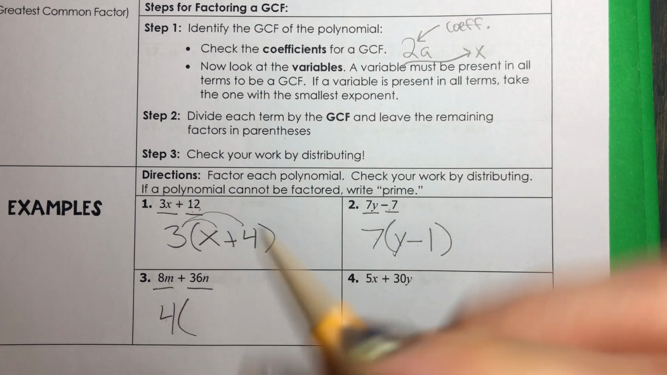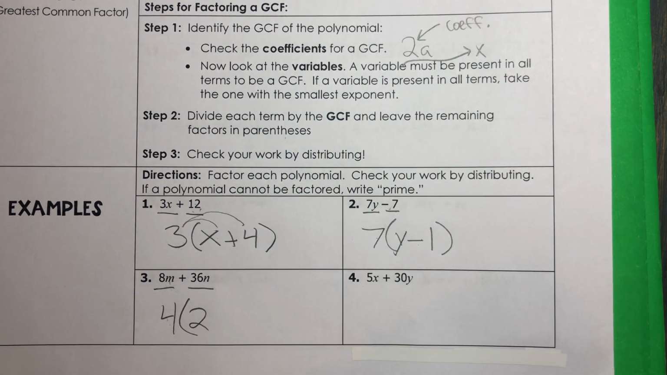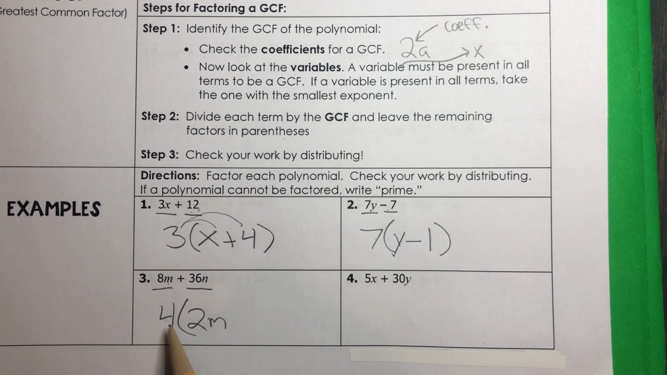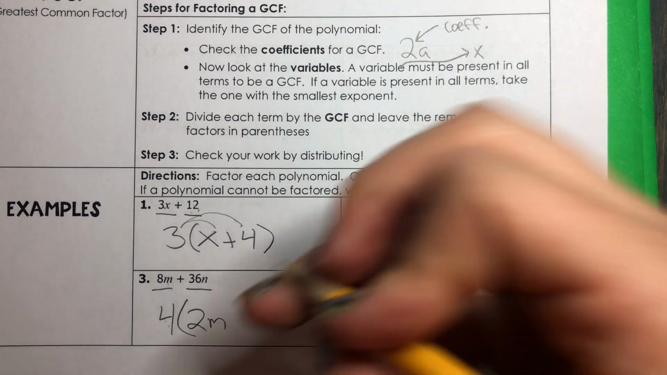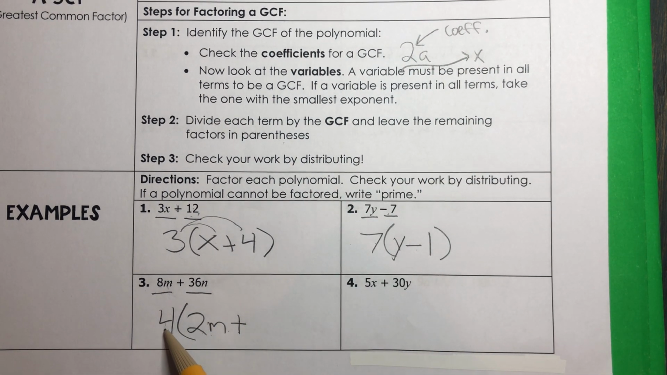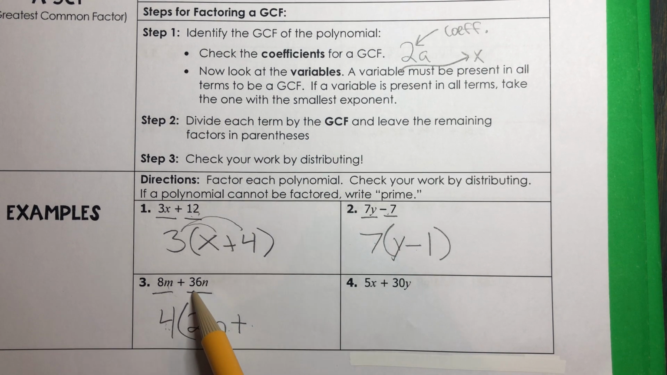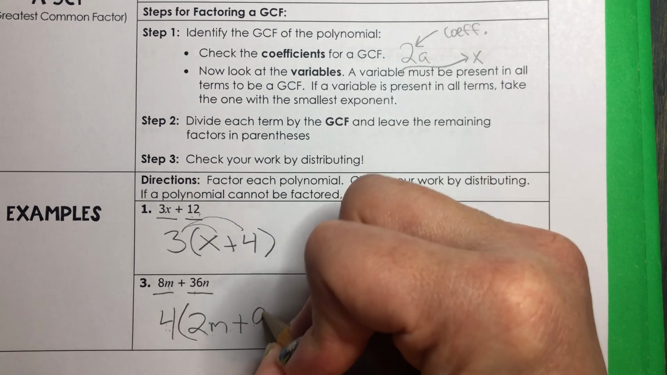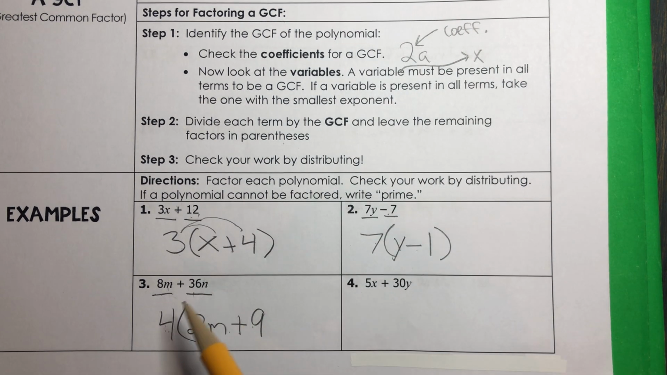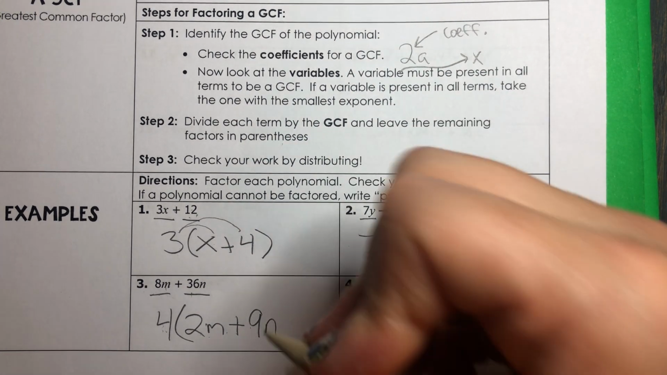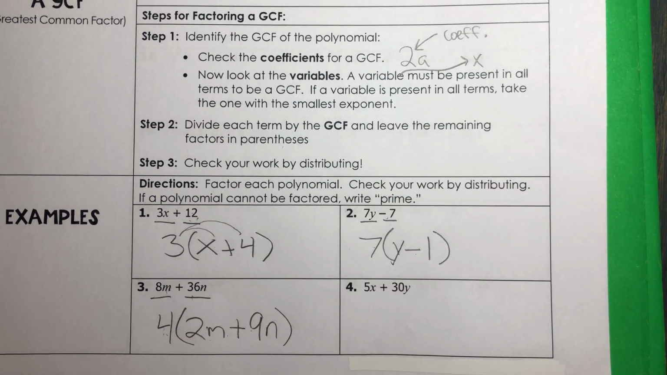Well, 4 times 2 gives me 8, and this 2 would need to have an m in order to get an m after you multiply. 4 times 2m gives you 8m. Now I'm going to put a plus sign in the middle because a positive times another positive will get me a positive number. What times 4 gives you 36? Well, that's 9. But what times 4 gives you 36n? 9n. You can close parentheses.